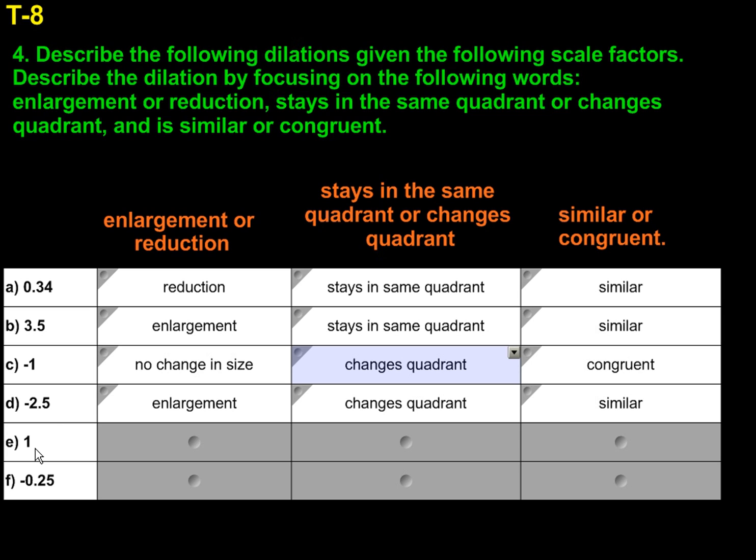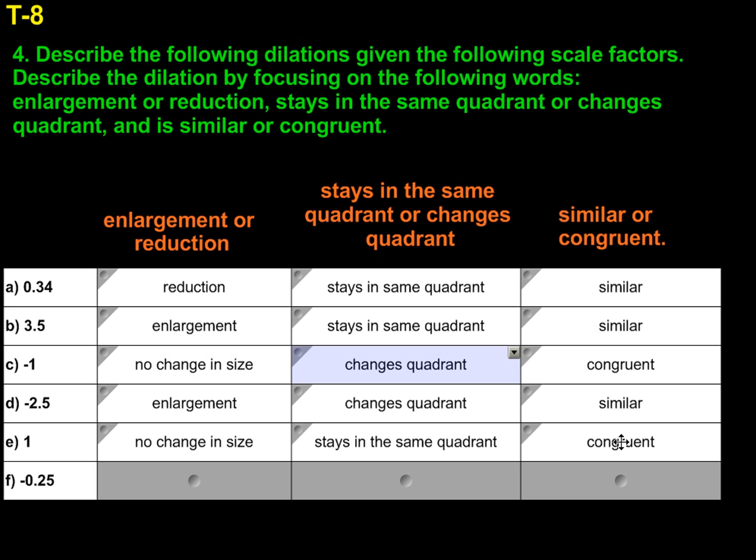For E, we have 1. Remember, a 1 is the only time where you're going to have no change in size. There is no negative sign attached to this 1, so it should stay in the same quadrant. And because it's no change in size, it has to be congruent.